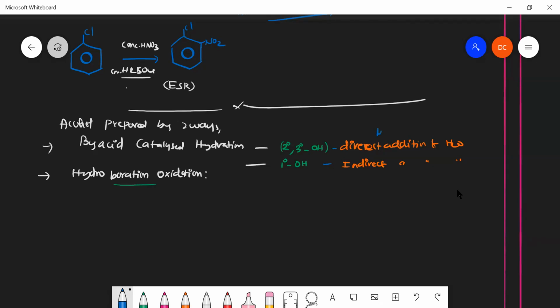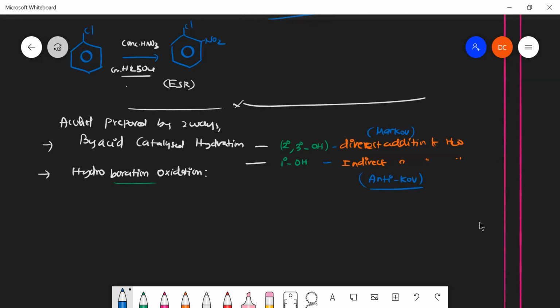It follows Markovnikov rule. Yeah, Markovnikov rule. It follows anti-Markovnikov. That's another difference. Okay, Markovnikov and anti-Markovnikov. Oh, very good.